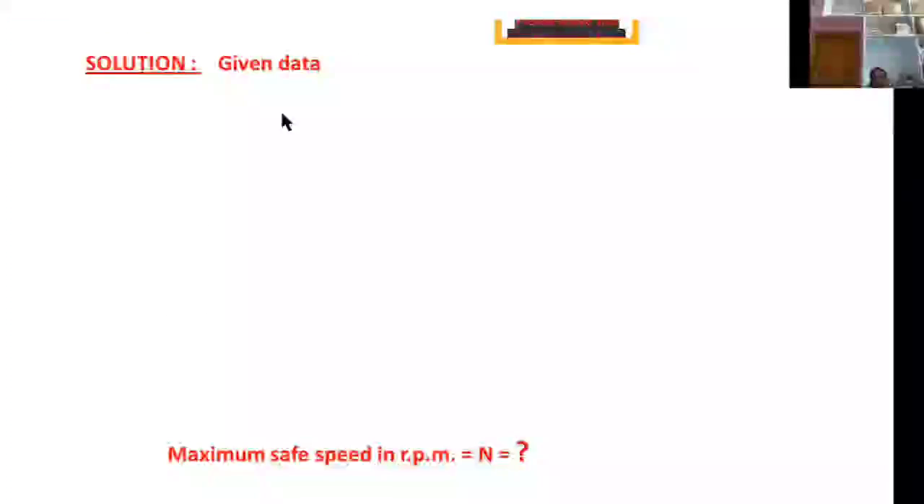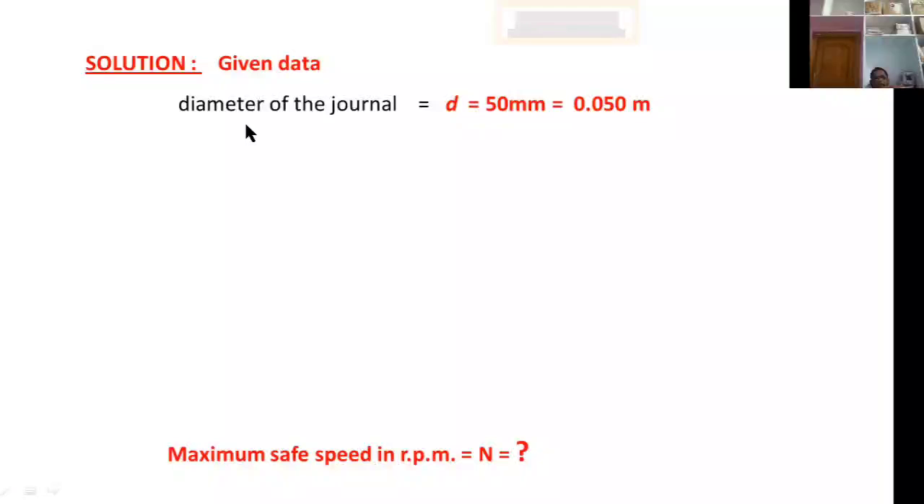Now the given data is diameter of the journal D equal to 50 mm, that is 0.05 meters. 50 by 1000. Okay, 1000 mm equal to 1 meter. So you have to divide with 1000. Then you got value in meters. Okay, 50 mm equal to 0.05 meters.